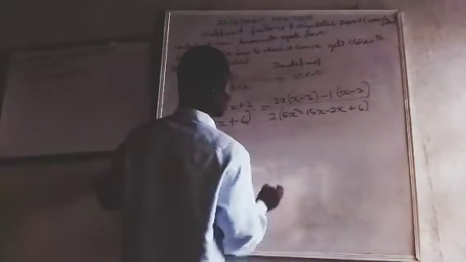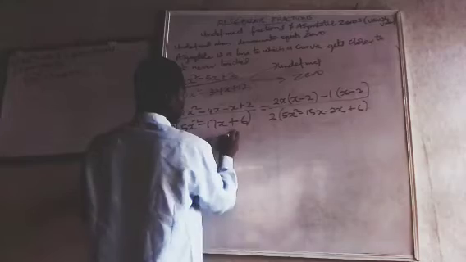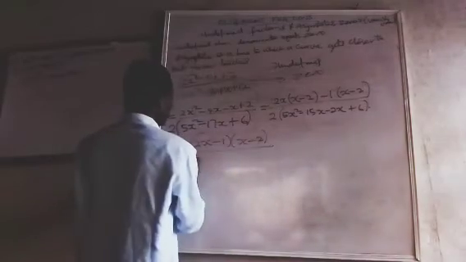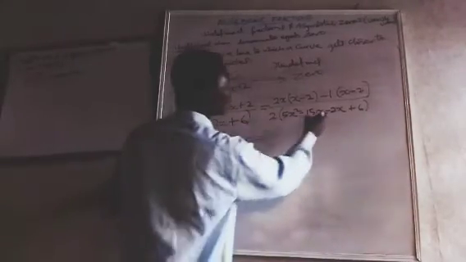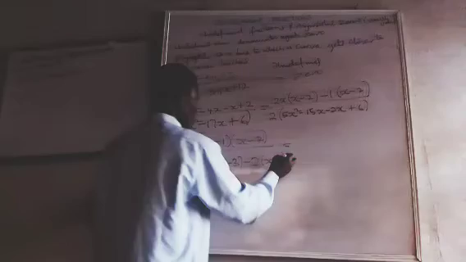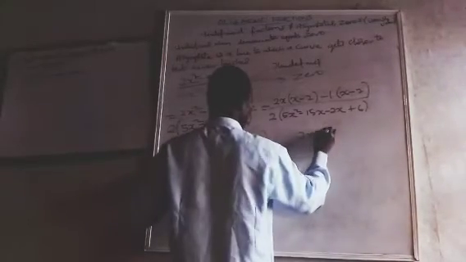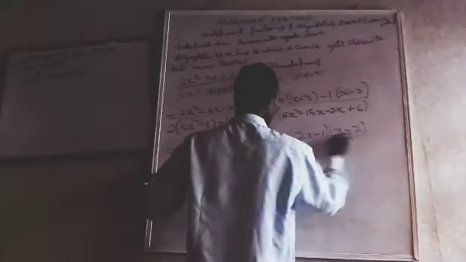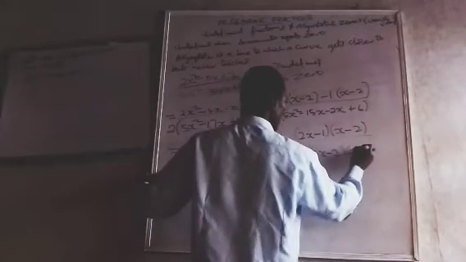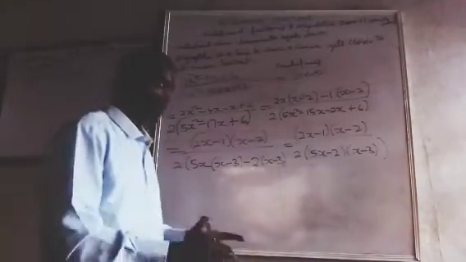So the top one is giving us 2x minus 1 into x minus 2. And this one is giving us 2 into 5x into x minus 3 minus 2 into x minus 3. So it's easier now. We have 2x minus 1 into x minus 2 divided by 2 into 5x minus 2 over x minus 3 multiplied by x minus 3. So you can see, since you have gotten this, you can easily tell at what point any of this will be zero. So let us look at when it is undefined.